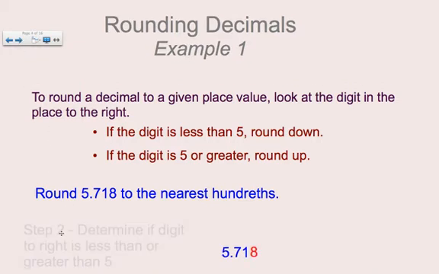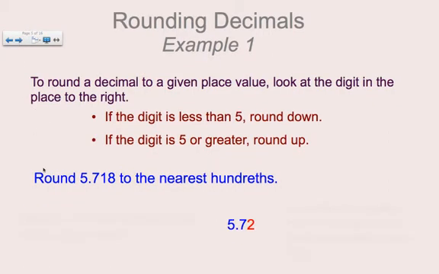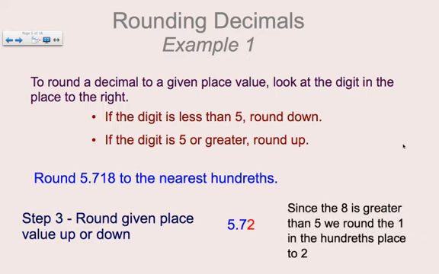Step 2. Determine if the digit to the right is less than or greater than 5. The number to the right of the hundredths place is our 8. 8 is greater than 5, so I need to round up. Step 3, round a given place value up or down. 5.718 becomes 5.72 when rounded to the nearest hundredths. The 8 gets rounded up, so the 1 becomes a 2.